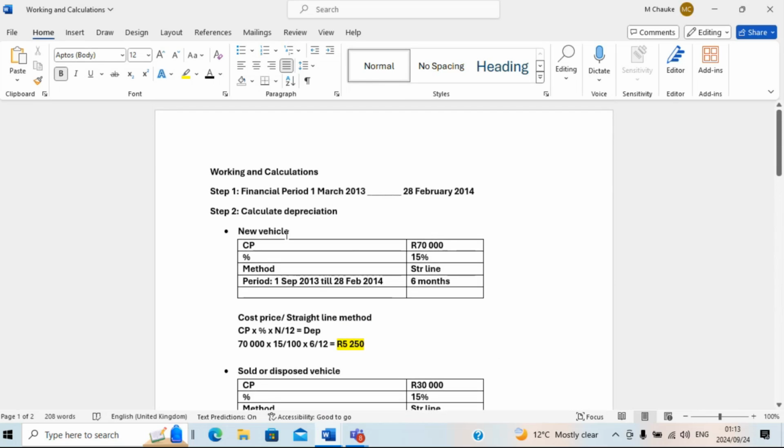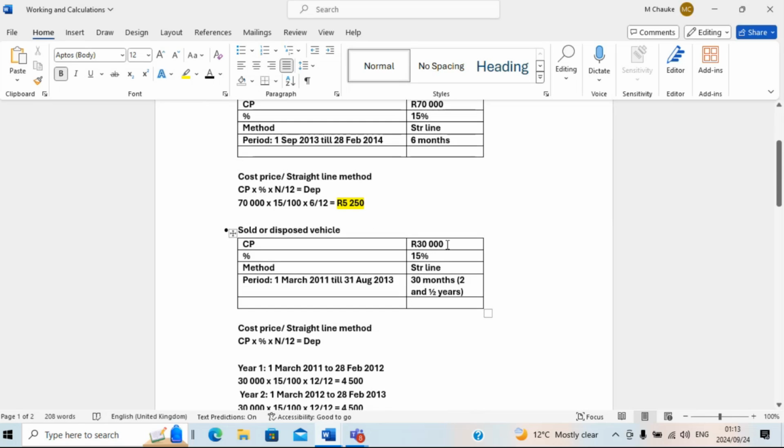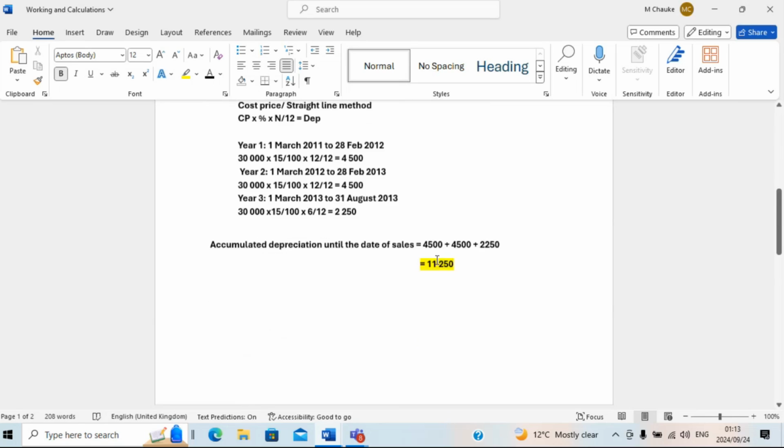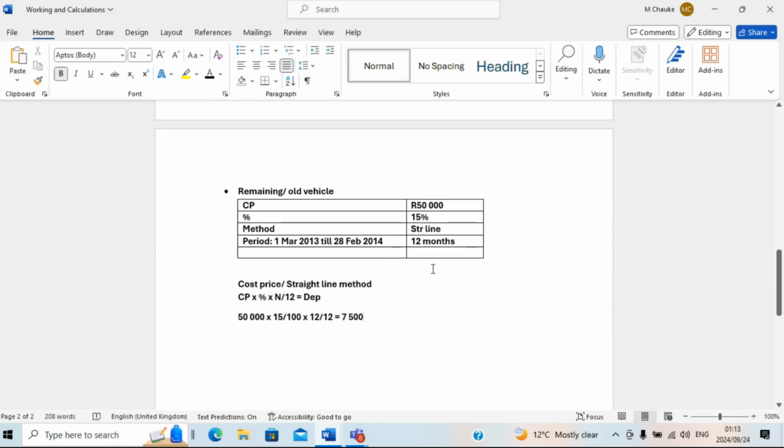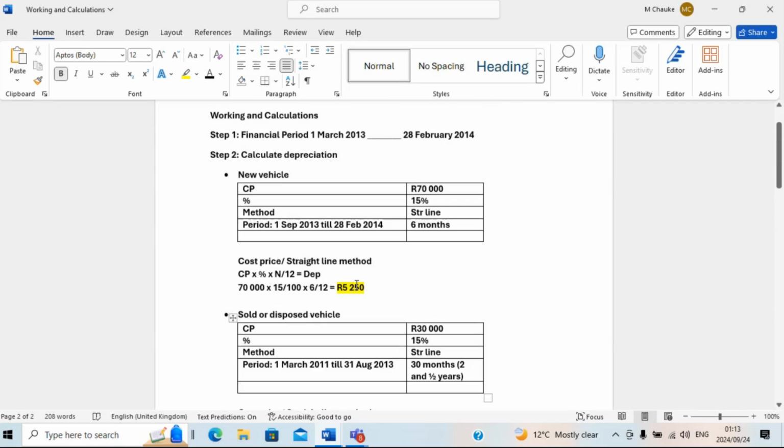Remember, we've got the new vehicle that cost 70,000. We've got the sold or disposed vehicle with a cost price of 30,000, and we've got the old or remaining vehicle with a cost price of 50,000. So we need to record this in the accumulated depreciation account. Let's start with the new.